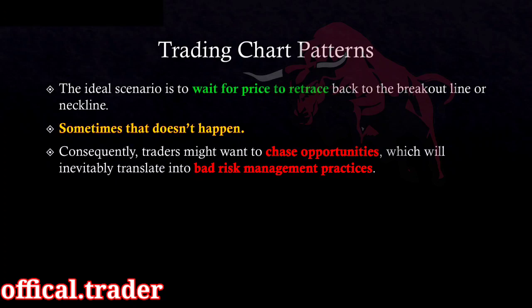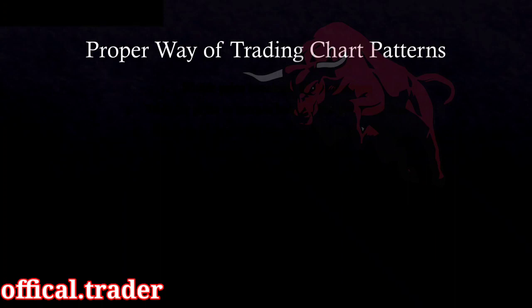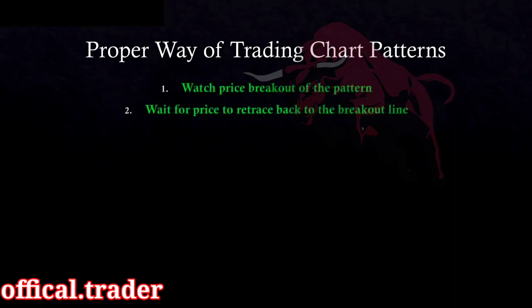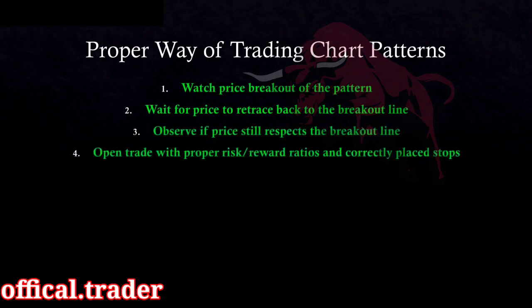All of this means that if you want to use chart patterns for trading, you will need to have the discipline to wait for the proper entry signal to appear. That means sometimes you will need to see patterns developing in front of you, and you will need the discipline to let price go without trading because the proper entry signal didn't happen. All of this is just part of a dangerous psychological game that is difficult to master, but it is a subject for another course. When we talk about chart patterns, the ideal mode of trading is to watch price breaking out of the pattern, waiting for price to retrace back to the breakout line, observe if price still respects that line, and then open the trade with the proper risk-reward ratios and correctly placed stops.